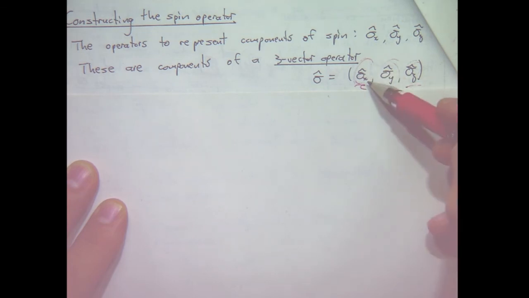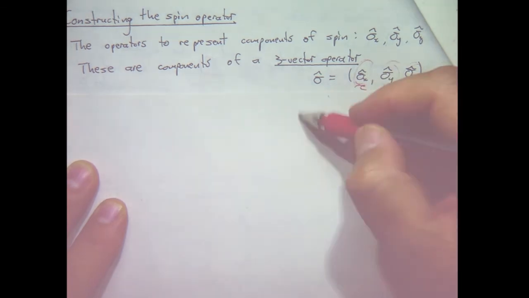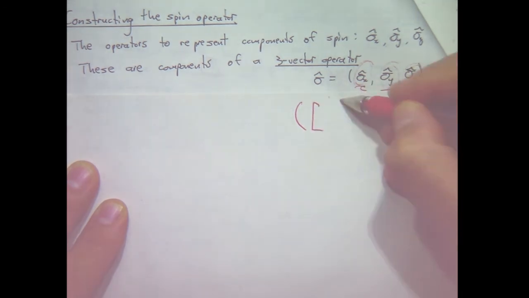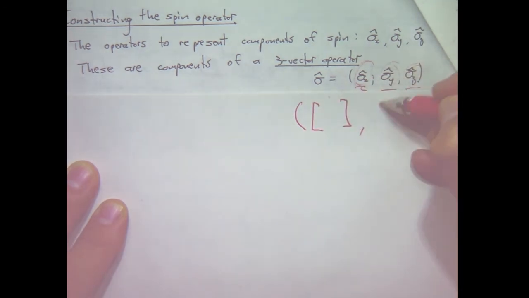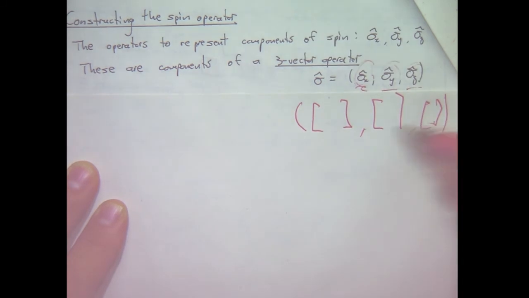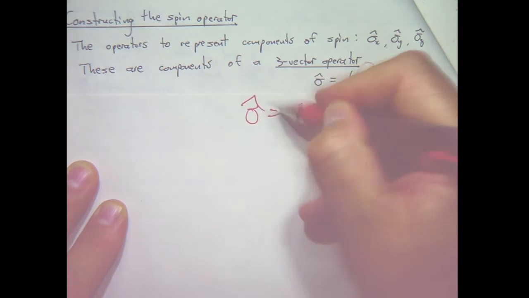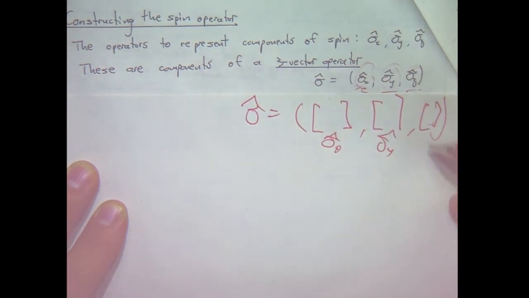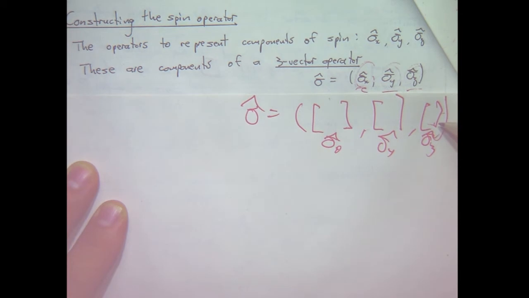We're going to represent operators as matrices. And so, in fact, it's going to be a 2x2 matrix. So you've got a 2x2 matrix there, a 2x2 matrix there, and a 2x2 matrix there. That's going to be your spin operator. This is going to be the sigma x operator, sigma y operator, and sigma z operator. So this is a new type of object.